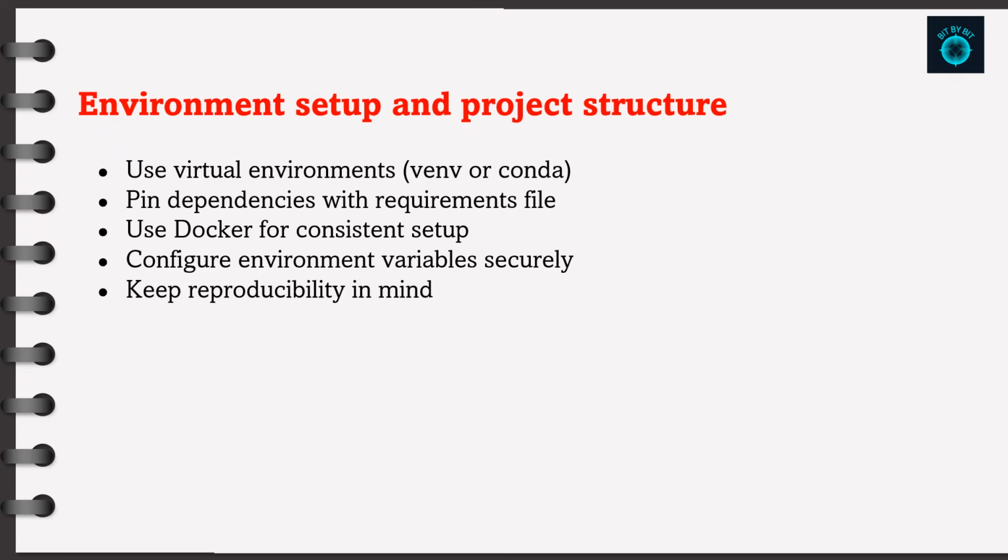For complete consistency, use Docker. Docker lets you package your environment, including Python version, libraries, and system dependencies inside a container. This guarantees that your code runs exactly the same in development, testing, and production. Environment variables are also important. Store secrets such as database passwords or API keys using .env files or secure managers, instead of hard-coding them in your scripts. Finally, always design for reproducibility. Anyone should be able to recreate your setup and reproduce your results with just a few commands.